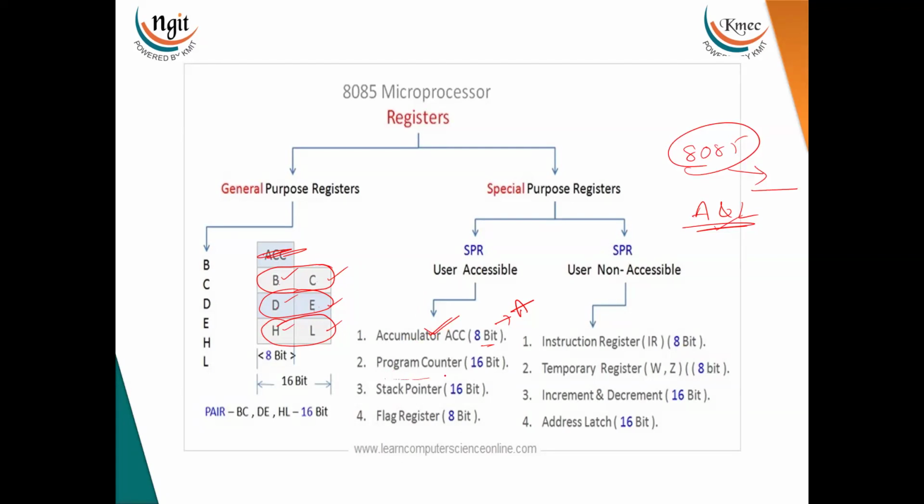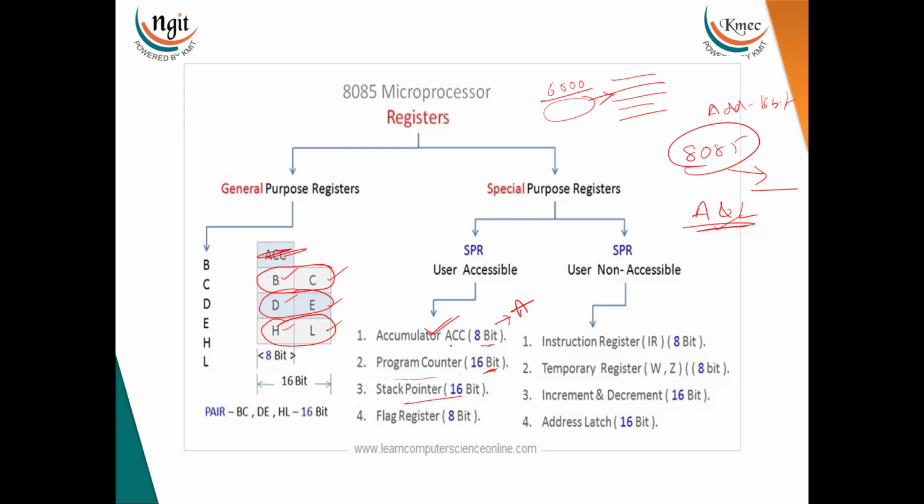Now coming to the program counter. If this is your program, we have to write it at a specific address location. This address will be held by the program counter whenever we are executing the program. So the next executable instruction address will be held, or pointed to, by the program counter. In the 8085, how many address lines are there? 16-bit address lines. That's why the program counter size is 16-bit. So it is holding the address of the next executable instruction.